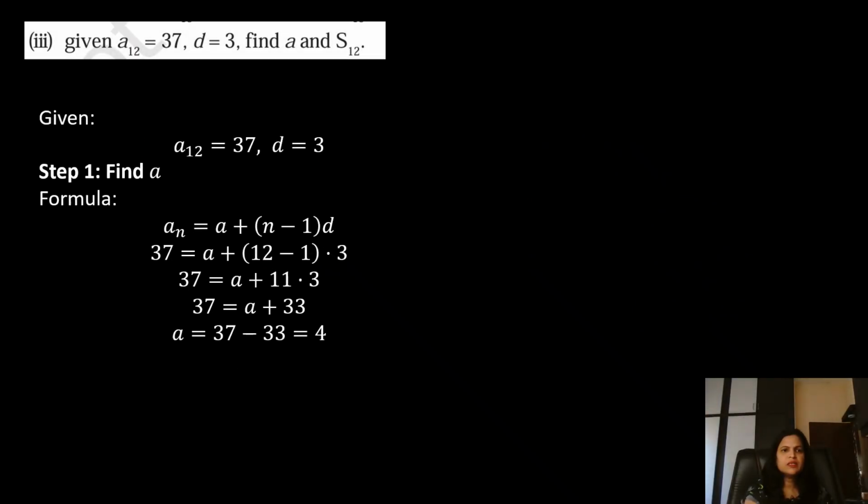Next sum is given a12 is equal to 37, d equal to 3. Find a and S12. So given a12 equal to 37, d equal to 3. We don't know a here. N is equal to 12 here. So find a. Formula is an equal to a plus n minus 1 into d.